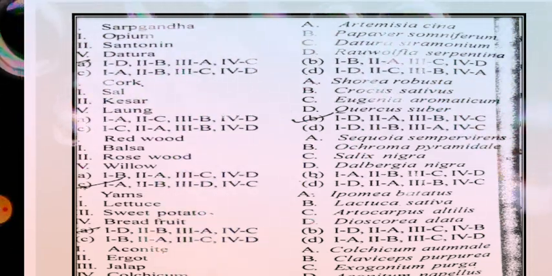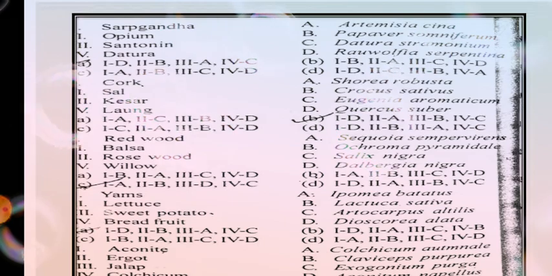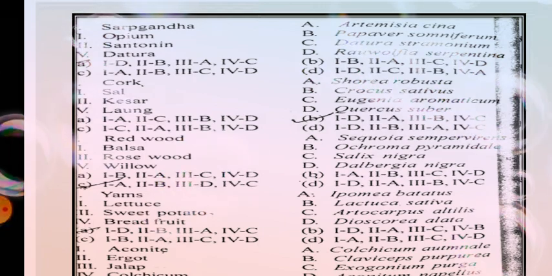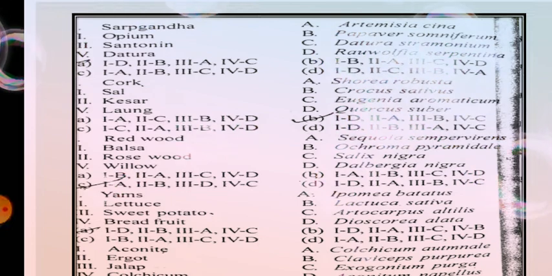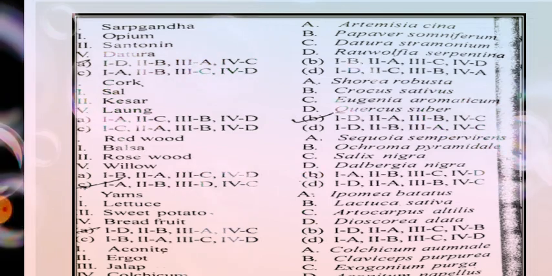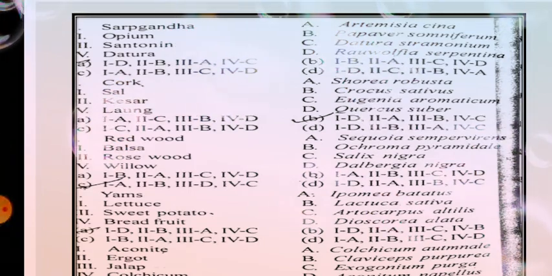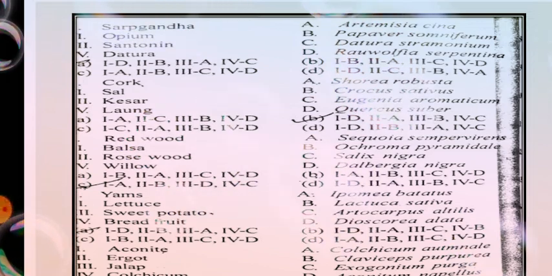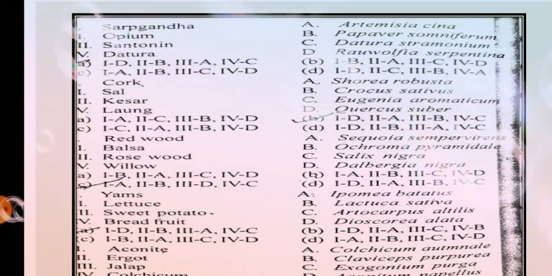Then comes to the yam, lettuce, sweet potato, then breadfruit. In case of those options, I just know the botanical name of the sweet potato, that is Ipomoea batatas. Here the third one is correct with the A, and you can see that in the other options there is no option given that matches with the third one. So the correct answer is the A.